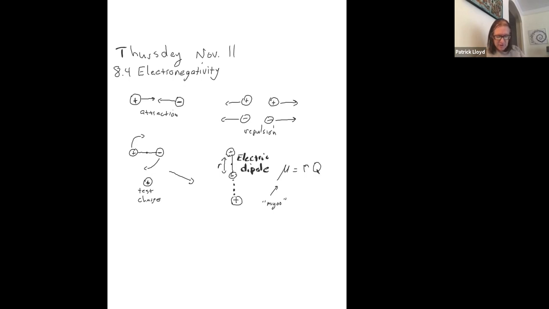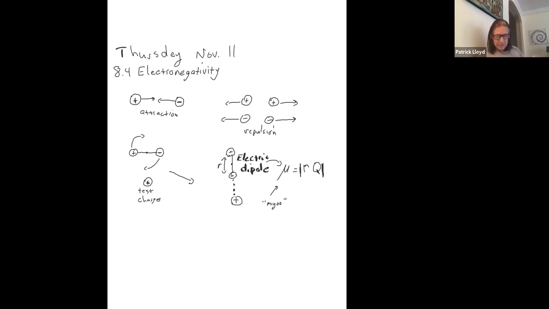Now this, I'm going to put absolute value signs over it because it turns out there's a directionality to this. So it's actually an example of a vector. At some point we'll talk more about vectors. So this electric dipole is a quantity that we can calculate, and there are different units that are used for it.